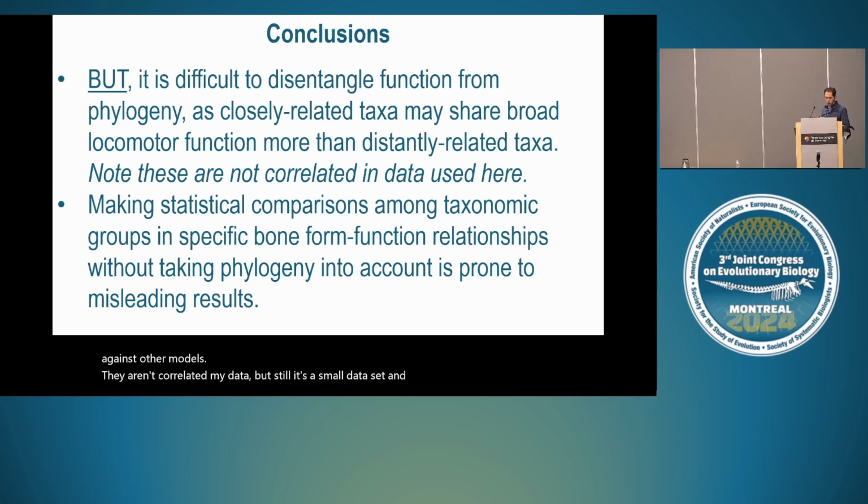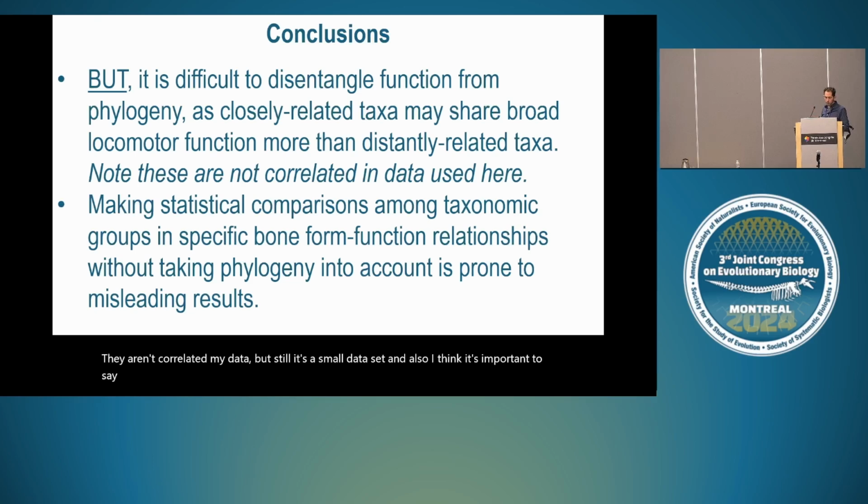And also, I think it's important to say if you're going to make taxonomic comparisons among groups that you should probably take phylogeny into account, which is, of course, always the message.